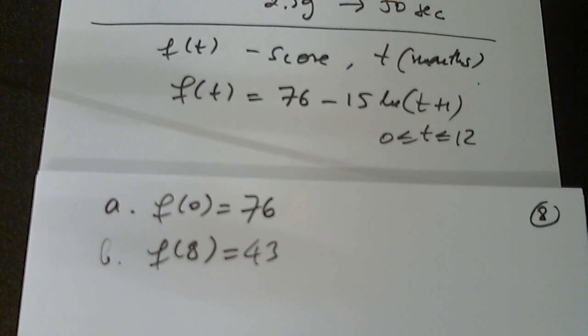So what is our conclusion? Our average score was 76 initially, and then it starts dropping. After 8 months, it was 43. And after 12 months, I can find the number very easily, 37.5. So it drops from 76 to 37.5 in 12 months. And also we can see that in the graph. Good. Any questions on this problem?